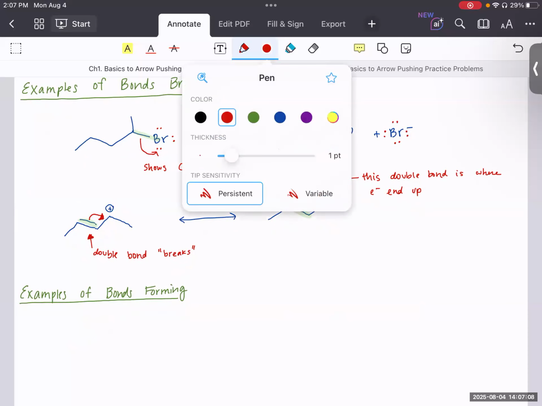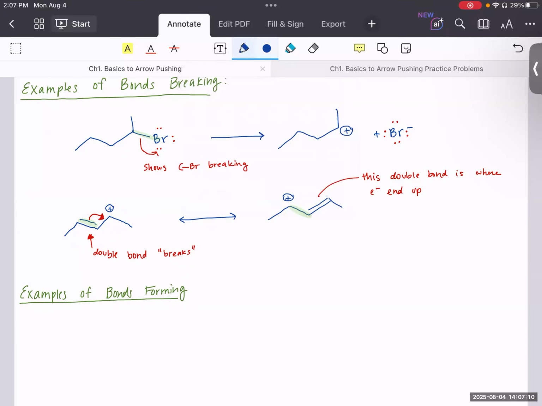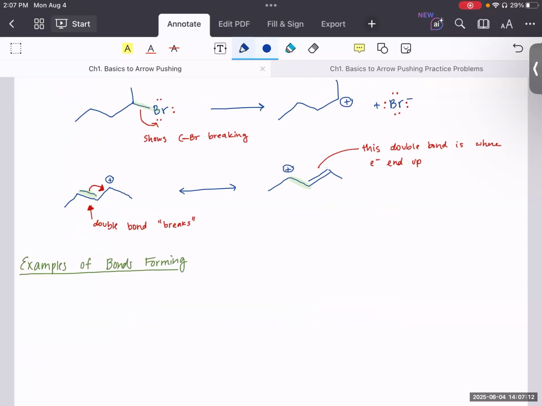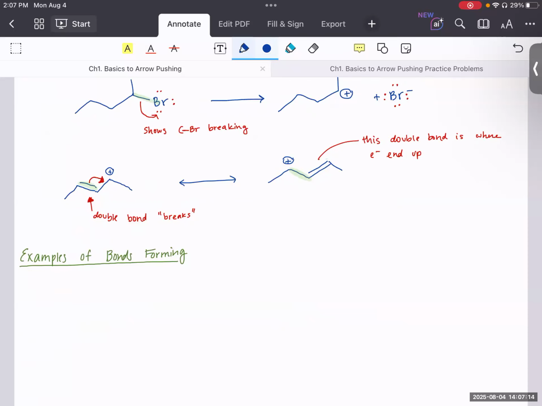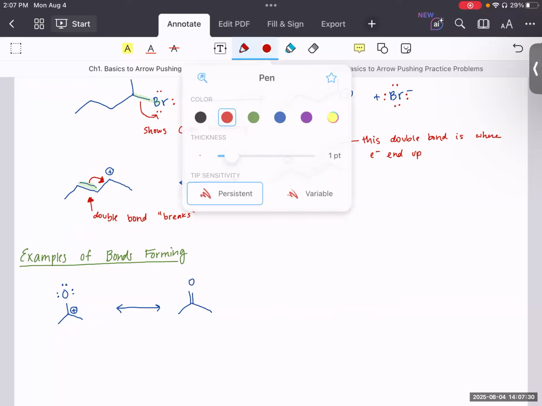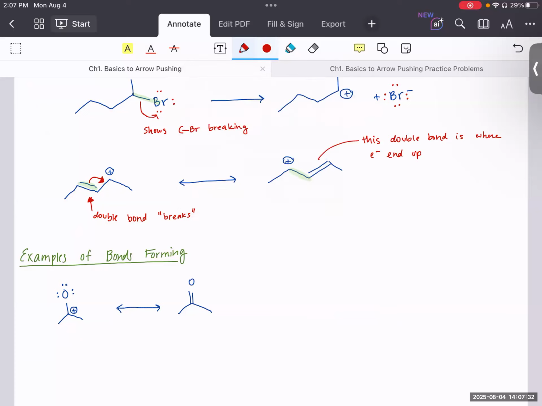All right, let's do some examples of a bond forming. So let's start off with this structure here. And then we're also going to do a resonance structure here, where we end up with this new product. And so here we can see that we formed a double bond.